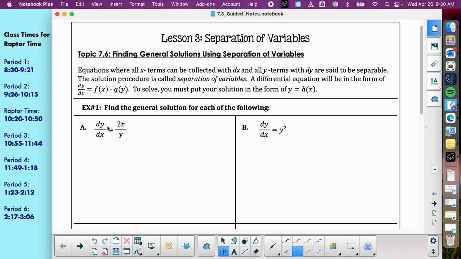So quite a while ago, I think it was 7.1, we talked about how you have to multiply both sides by dx. And we specifically do that so that the dy and the dx are in the right spots.